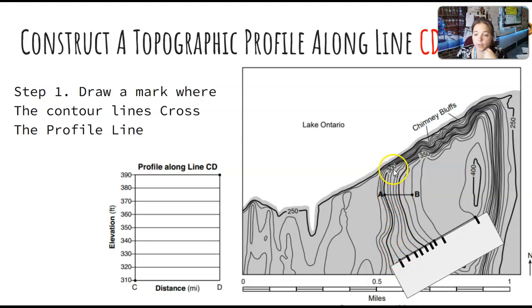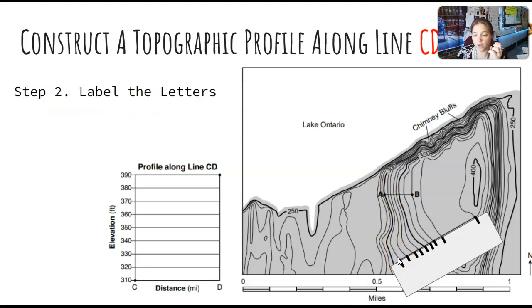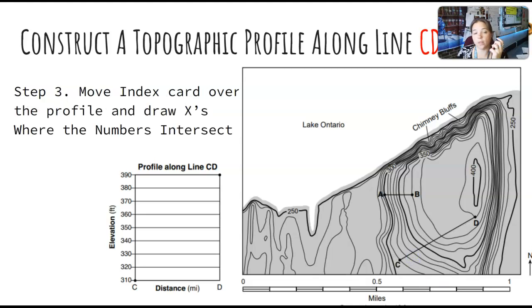Let's see. We have 300 here. You don't see it at the bottom, but there is a 10 feet difference between each contour line. So the next line up right here, this is 310. So I'm going to start labeling. There are my letters. I'm going to label the numbers. So this is 310. Next line up, 320. Then 330, 340, 350, 360, 370, 380, and 390, right? There's my 390.